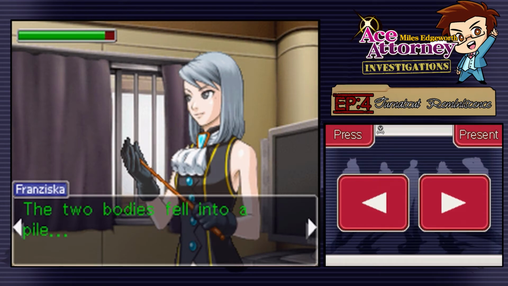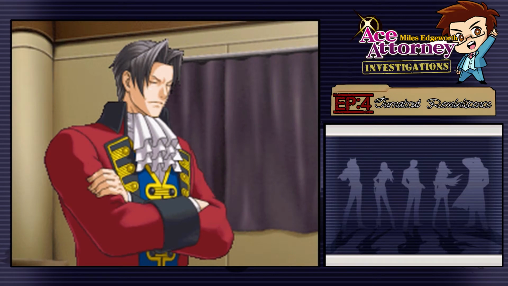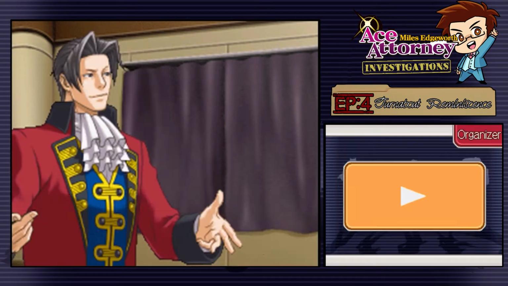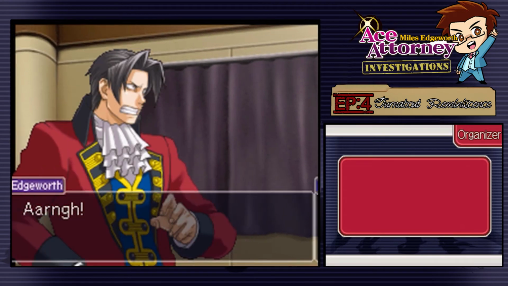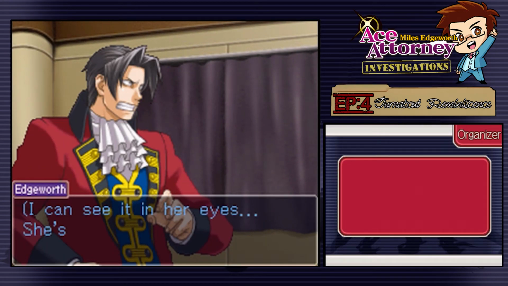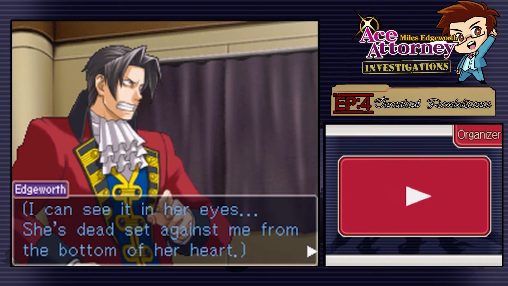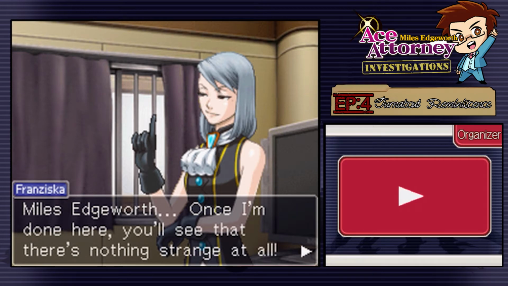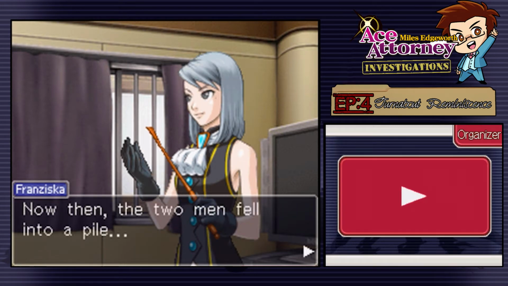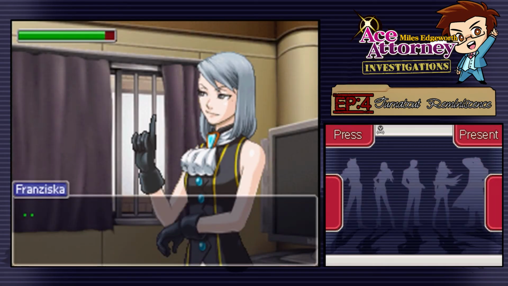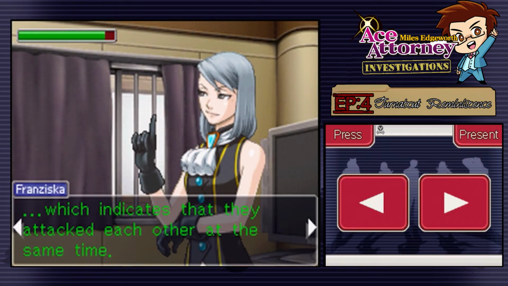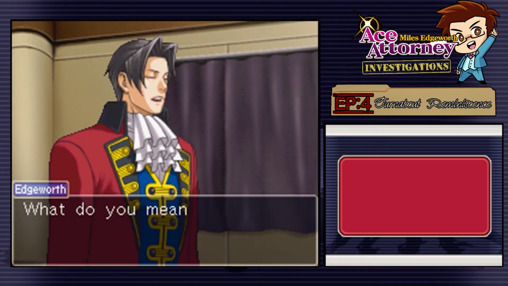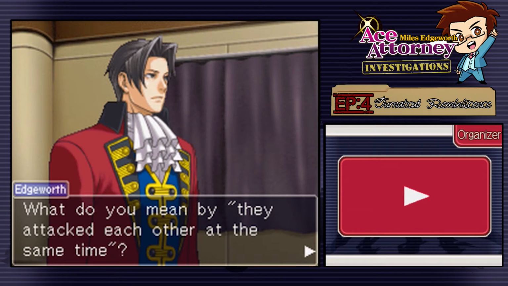The two bodies fell into a pile. Hold it. The two fell on top of each other? Don't you find that to be just a bit strange? Not at all. I could see it in her eyes. She's dead set against me from the bottom of her heart. Miles Edgeworth, once I'm done here, you'll see that there's nothing strange at all. Now then, the two men fell into a pile, which indicates that they attacked each other at the same time. Hold it. What do you mean by they attacked each other at the same time?